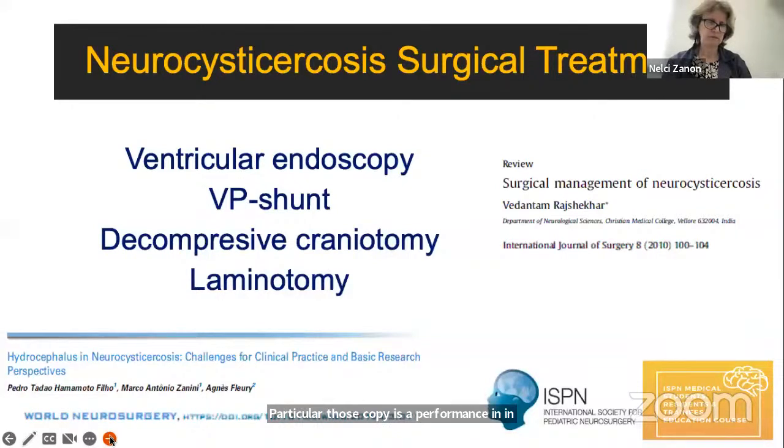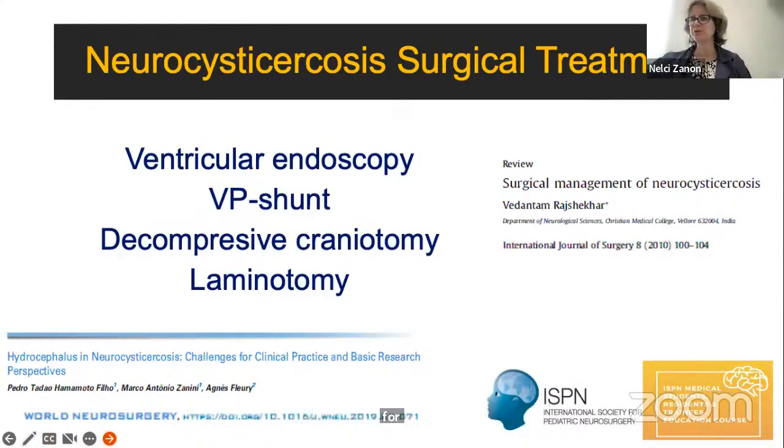Ventricular endoscopy has been performed in Mexico for a long time by Professor Torres Corzo in San Luis Potosí. They have many cases of neurocysticercosis in the country, and they perform not only ventricular endoscopy, they perform endoscopy in the subarachnoid space to remove the cyst and for treatment of hydrocephalus.